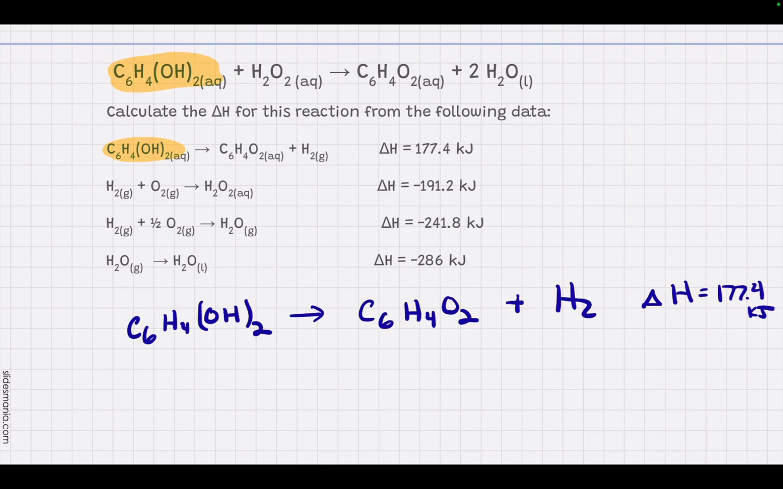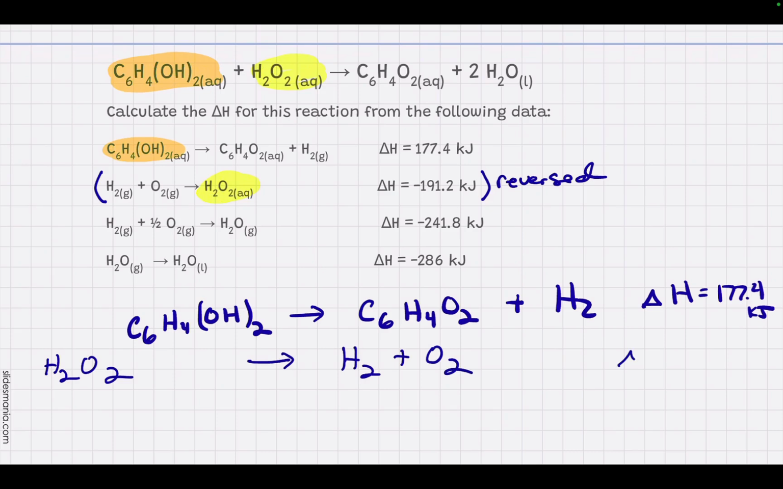The next thing that I'm going to try to match up is the peroxide. And I see the peroxide in this data reaction. So you can see that in the data, it's on the product side, and in the real reaction, the target, it's on the reactant side. So this whole reaction needs to be reversed. So I'm going to write it as H2O2 becomes H2 plus O2, and then my delta H is going to be positive 191.2.